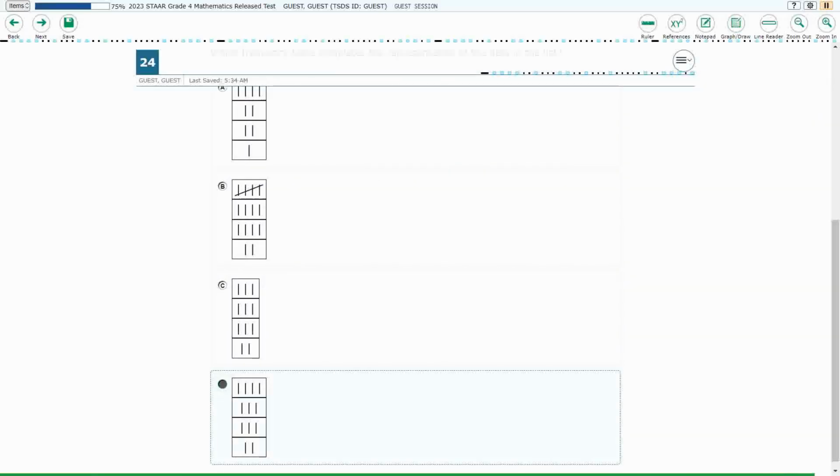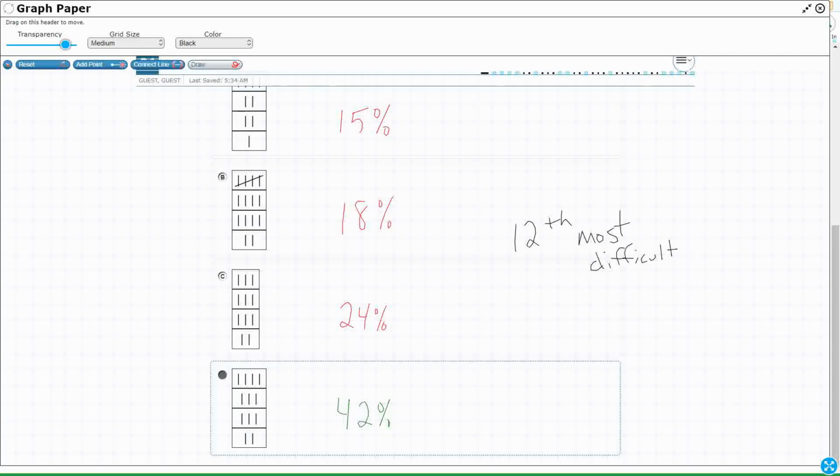So let's see how we did across the state of Texas. This was tied for the 12th most difficult here. We had just a little bit over 2/5 of our students get the correct answer.